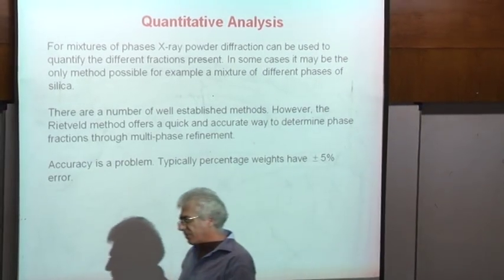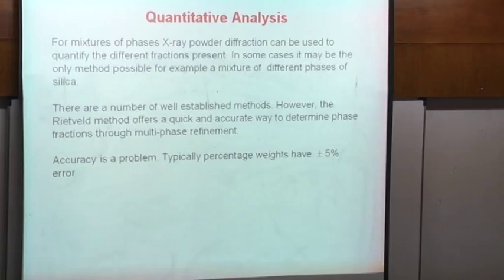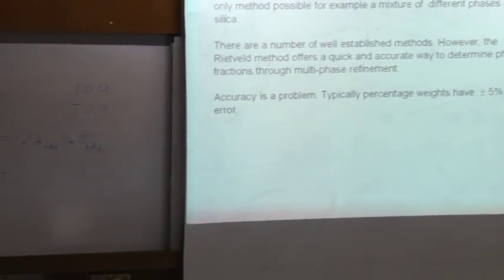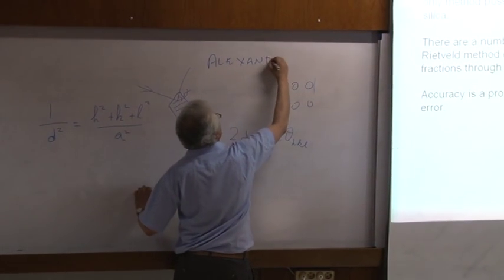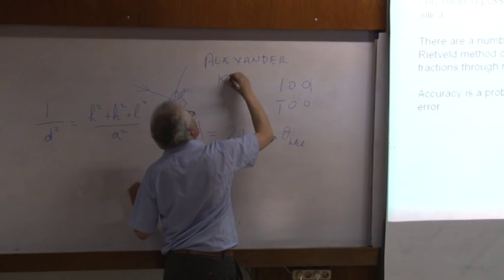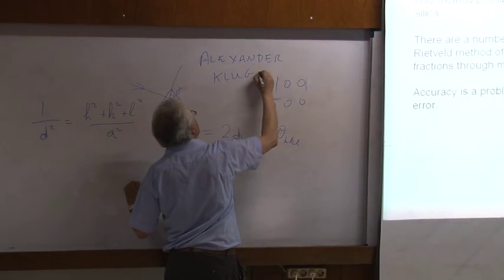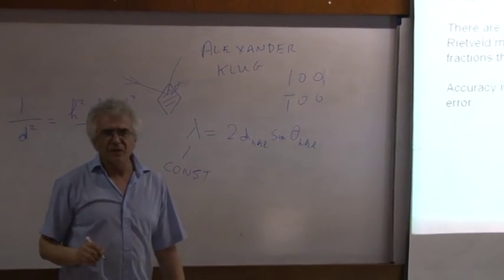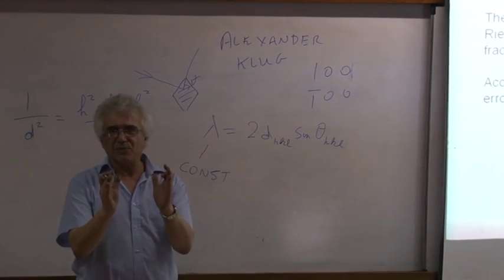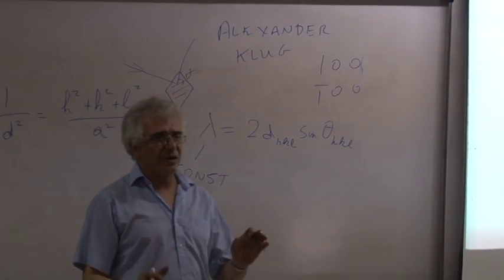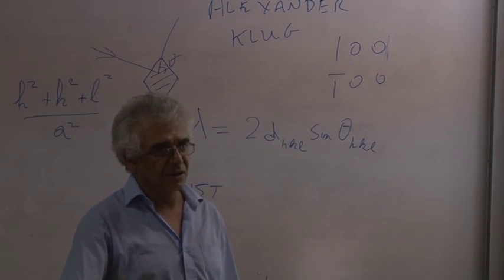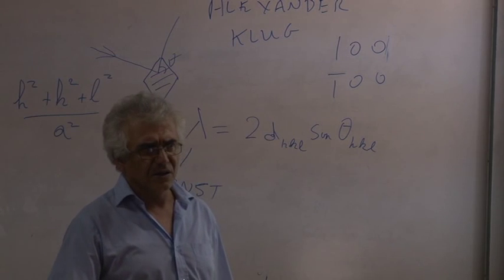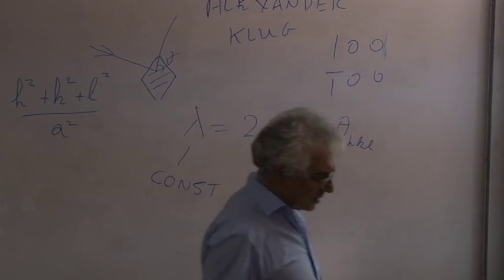If you want to look at some of the more traditional ways, there is the book by Klug and Alexander, something like X-ray Powder Diffraction. It's a great big textbook like this. Maybe you have a copy in the library. It's got some of the very traditional ways of doing quantitative analysis. So there are various methods, internal standards, etc.